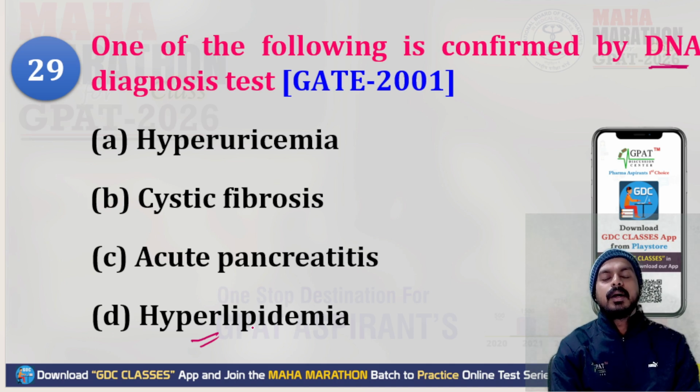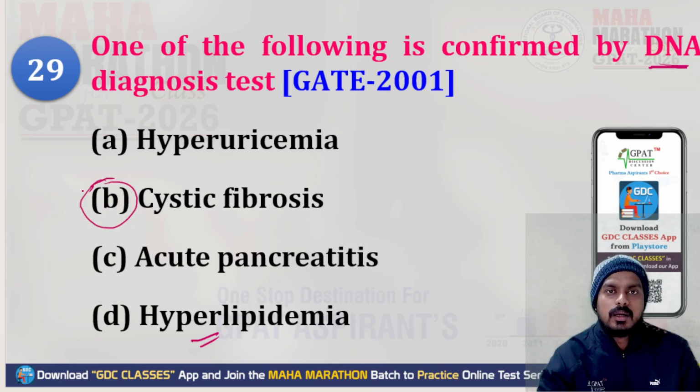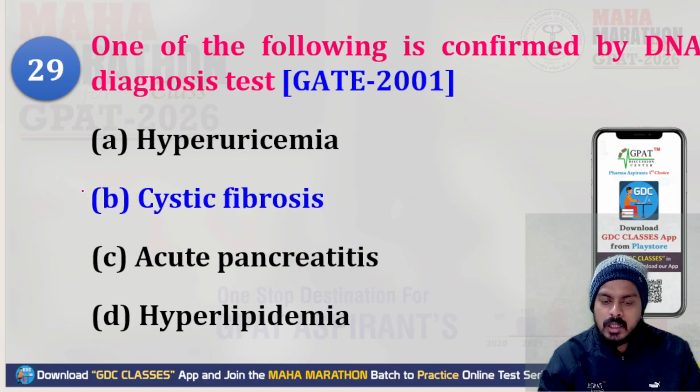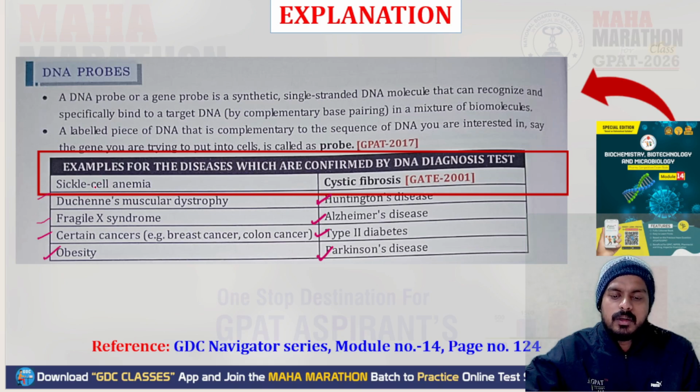So you can detect by DNA diagnosis. So at the DNA diagnosis stage, you basically detect which disease, that is cystic fibrosis. Cystic fibrosis is a disease where you can diagnose the disease on the basis of DNA. There are other diseases also, like Huntington's disease, Alzheimer's disease, type 2 diabetes, Parkinson disease, obesity, certain cancers, fragile X syndrome, Gaucher, muscular dystrophy. These all things can be detected by DNA diagnosis method.